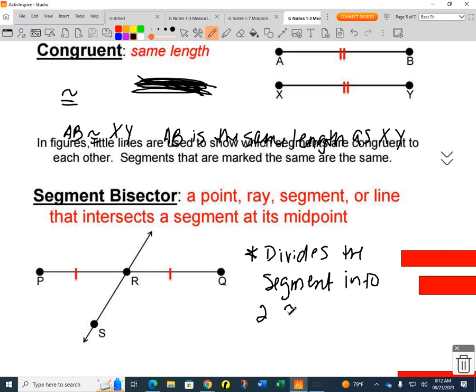Or let's use the congruent symbol. 2 congruent segments. Are you writing one of them? You need a pencil? Okay. All right. Anybody have any questions about what a segment bisector is?